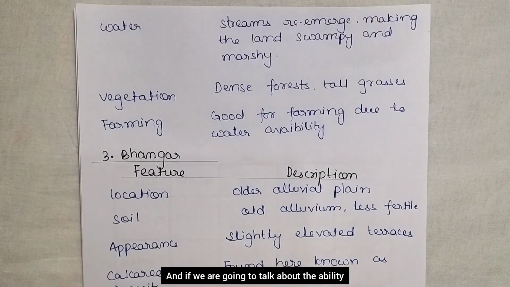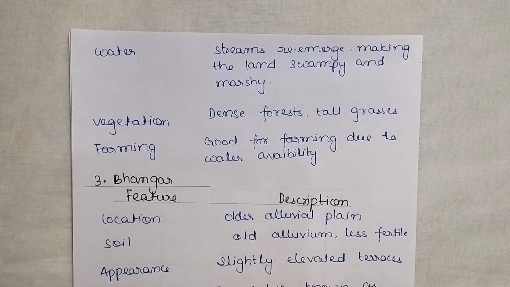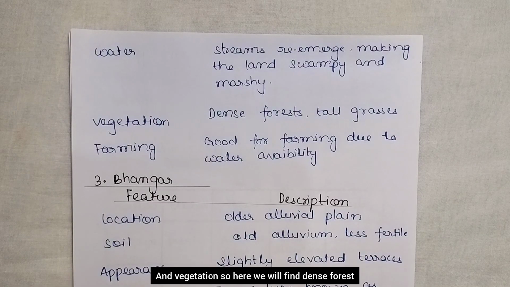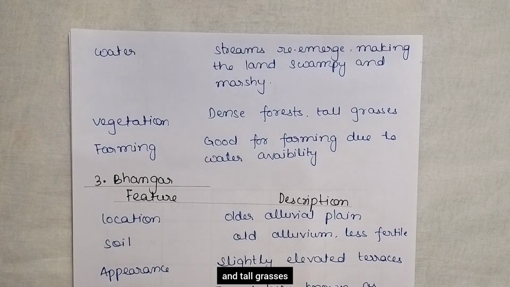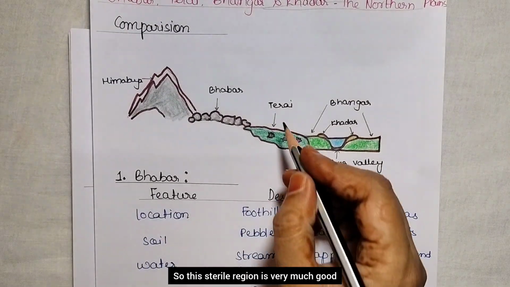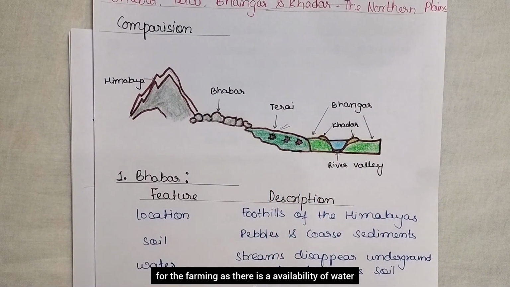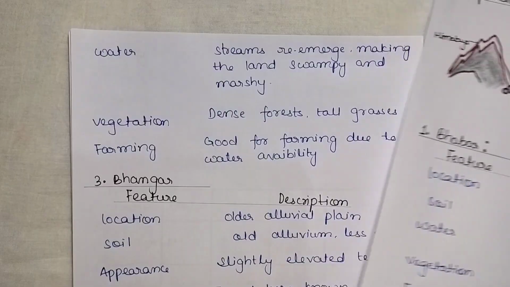And if we talk about the availability of water, then streams re-emerge here, making the land swampy and marshy. It means we will constantly see mud and water there. Okay, so the land is swampy and marshy here. And for vegetation, here we will find dense forest and tall grasses. And about farming, it is good for farming due to the water availability. So this Terai region is very good for farming as there is water availability and the land is also fertile here.